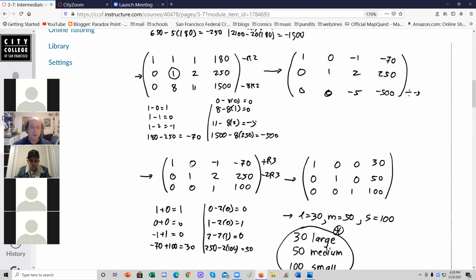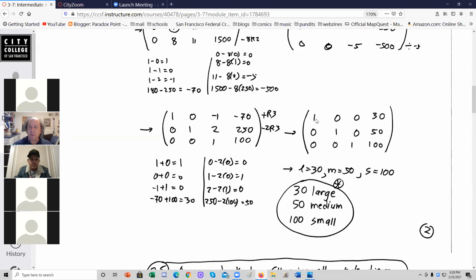So let's see here. 1 plus 0 is a 1. 0 plus 0 is a 0. Negative 1 plus 1 is a 0. So you have a 100. Negative 70 plus 100 is a 30. So we put a 30 there. Row 2, let's see, 0 minus twice 0 is a 0. So we put a 0 there. 1 minus twice 0 is a 1. So we put a 1 there. 2 minus twice 1 is a 0. So we put a 0 there. And then 250 minus twice 100 is a 50. So we put a 50 there. And lo and behold, we're done.